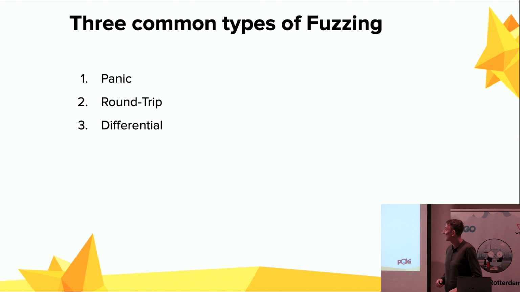Let's talk about a couple of types of fuzzing, because you saw you have random inputs and then you see what your function does. That's of course a little bit limited. Normally you test with the input and then the output that you generate. But if your input is random, then you usually don't know what the output should be. So you can't really test if your function works correctly, but you can test if it doesn't panic, for example.